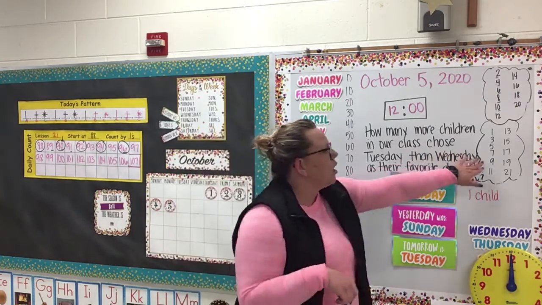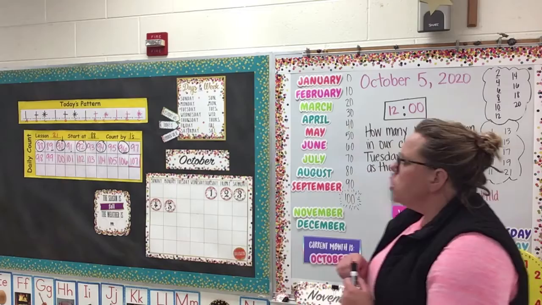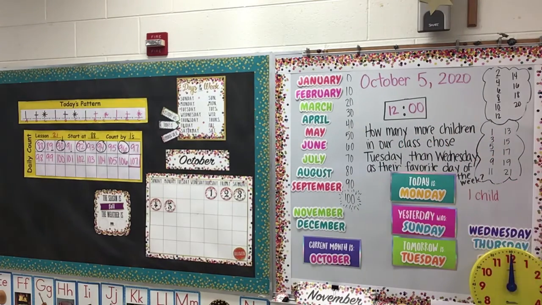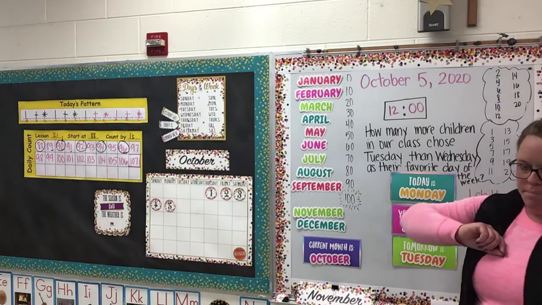Before we go today, let's do some counting. I would like to count our odd numbers today. So let's go ahead. We're going to count our odd numbers. We start with 1. Here we go. 1, 3, 5, 7, 9, 11, 13, 15, 17, 19, 21. Do it one more time. 1, 3, 5, 7, 9, 11, 13, 15, 17, 19, 21.